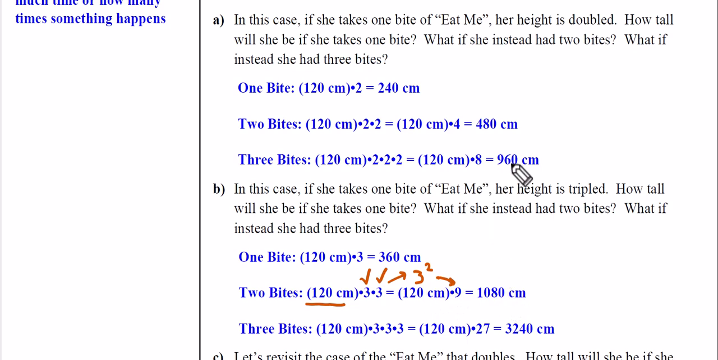That's quite the growth right there. See, she didn't even get that tall in part A with 2 bites, or 3 bites. Here she's just doing 2 bites, but that's because her growth rate is tripling, whereas in part A, it was only doubling. What if she took 3 bites? Well, her original height is 120. That's 1, 2, 3. That's 3 to the third power, which is 27. 3,240 centimeters. Wow.